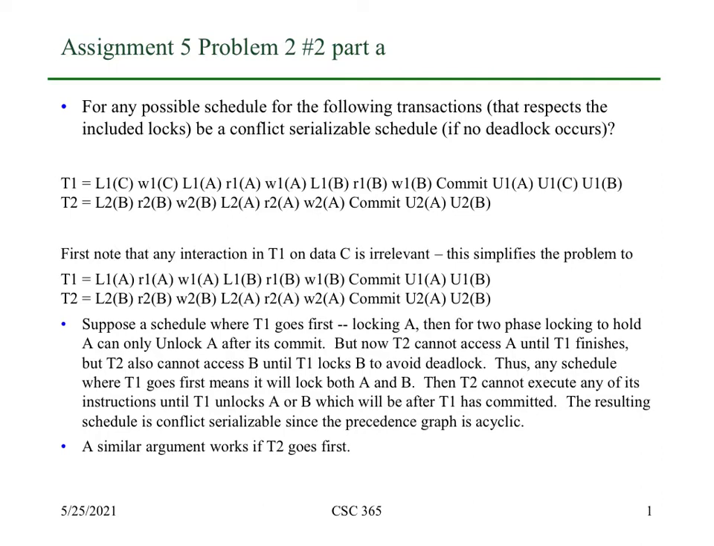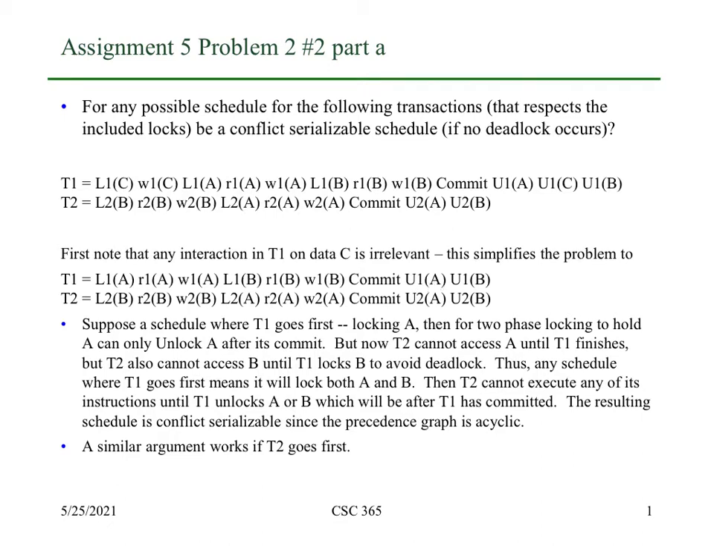Okay, now we're going to look at 2 cases. Let's suppose the proposed schedule is one where T1 goes first. Well, if T1 goes first, that means the very first thing that's going to happen is A is going to be locked. So A is going to be assigned for T1. But then 2-phase locking basically says that A can only unlock after its commit, right up here.